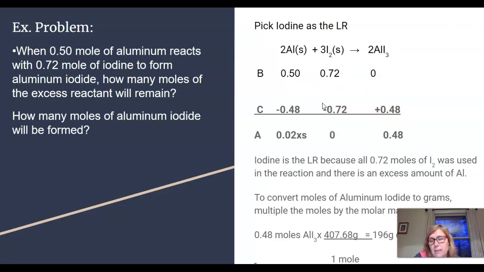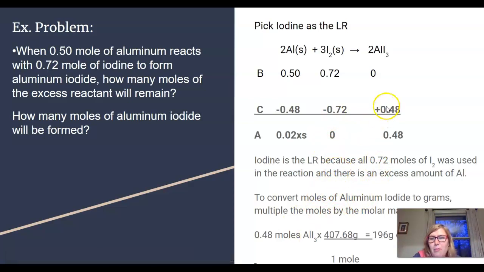Now, remember this. Once you pick your limiting reactant, it determines everything else. It determines how much product you made. So I made 0.48 moles of product, and it also determines how much of my excess I have left over. So once you determine that limiting reactant, it makes the whole problem work out the way it should. If that made sense. Probably not.